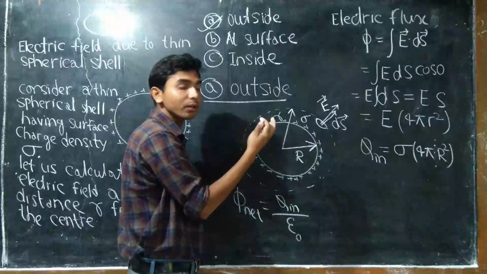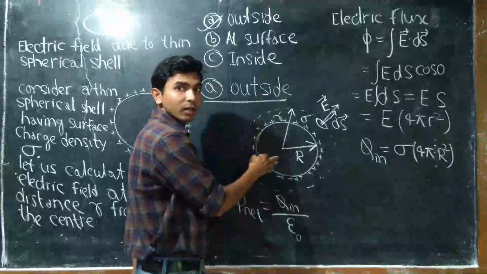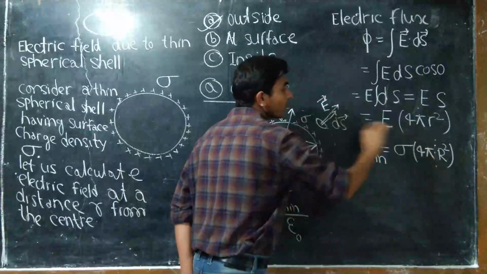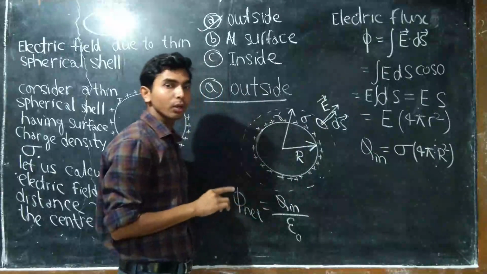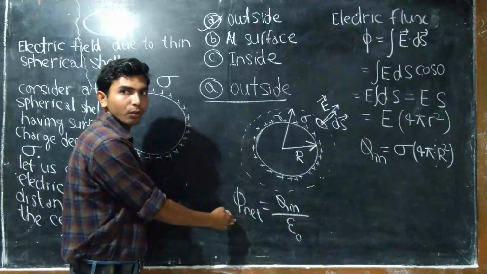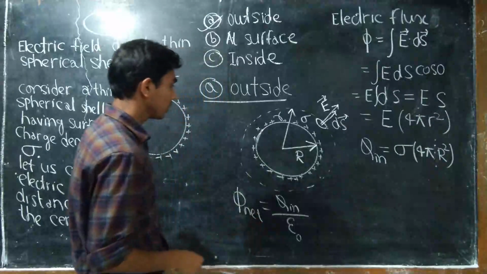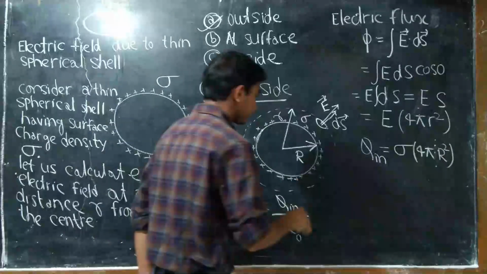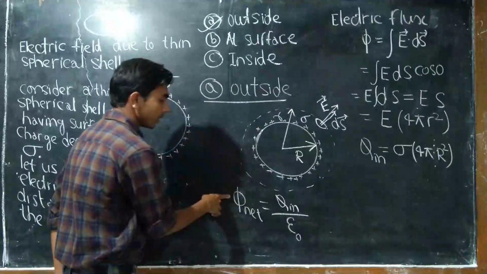Where is the charge present? On this thin spherical cell, right? So that's why I am taking 4 pi R square. Okay, Q in is known, this one is known. Now again, by substituting the value in this formula, we are able to find the electric field, right? So now you can see here, from here we can write.